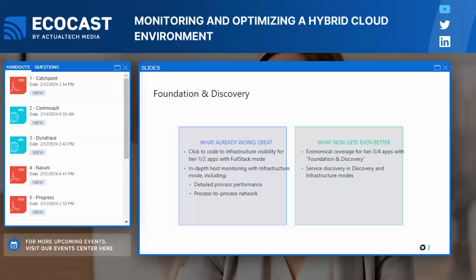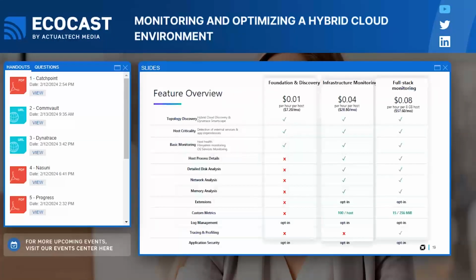But what's really amazing is we've capitalized on what already works great for customers, which is click to code infrastructure visibility for apps within full stack mode. But now look across the rest of your environment and see where we can right size that for you. And we also have an application that helps you to do that, which is pretty amazing. Quick feature overview. Of course, these will be available for you all, and I encourage everyone to take a look at our website. We've linked the link there in the handouts as well.